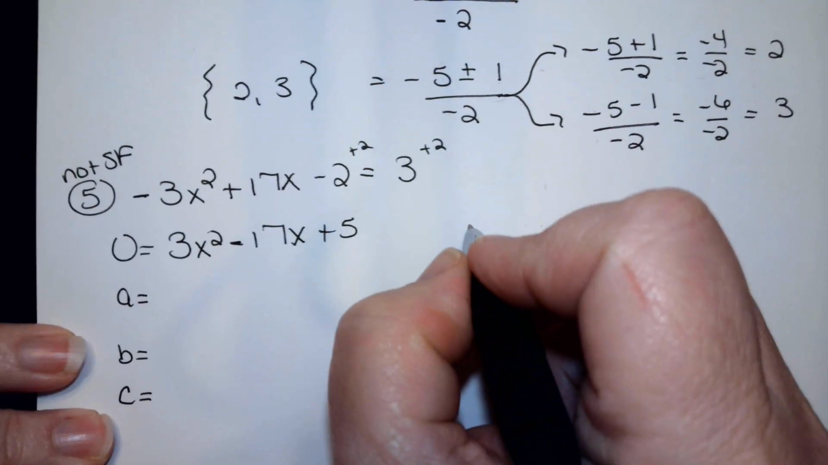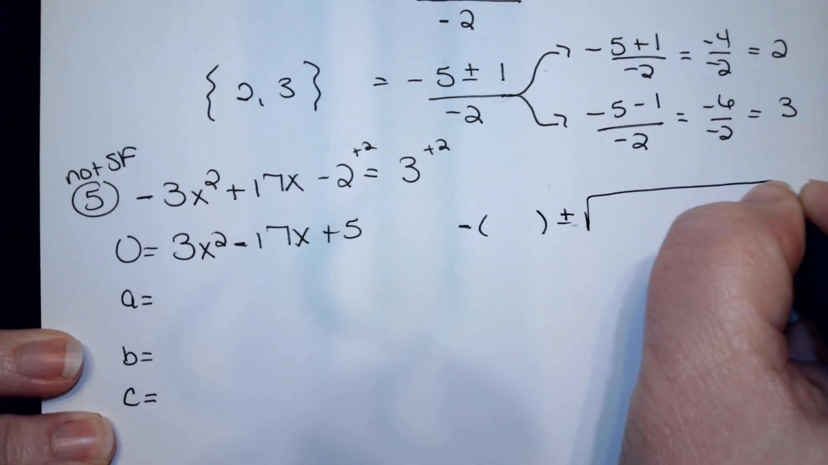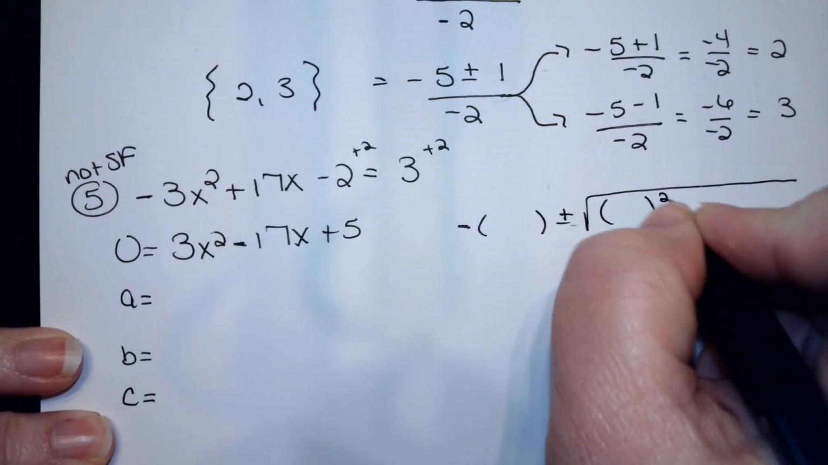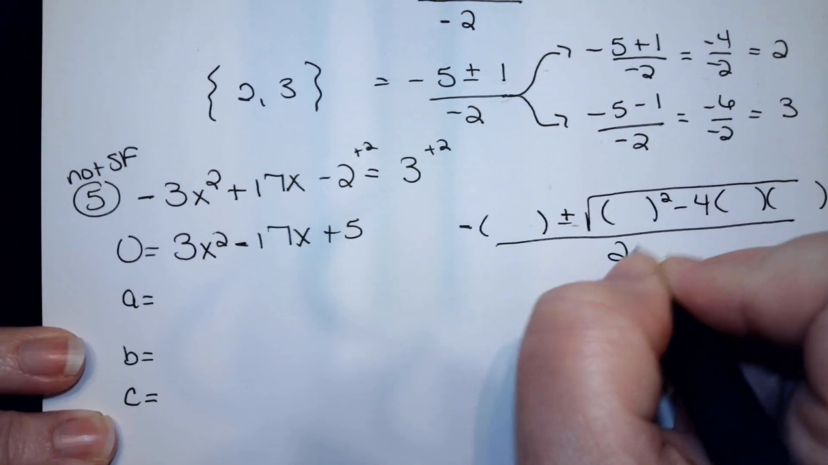Okay. All right, so let's do the skeleton. Negative b plus or minus the square root of b squared minus 4 times a times c, all over 2a.